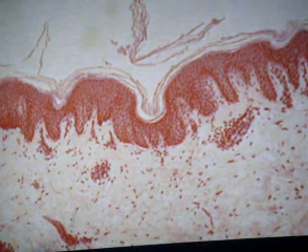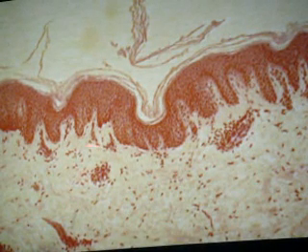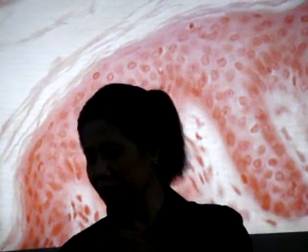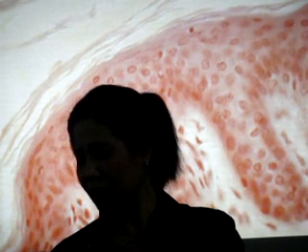Kasi remember, what is the major difference between yung thick at saka thin skin? Di ba wala kang sebaceous glands pagka sa thick skin? Kaya ito, wala akong makita, hindi ko alam kung thin or thick skin ito. Kasi I don't know if there are sebaceous glands present in the dermis. Okay? So, basta skin. Okay? So, higher magnification of your stratified squamous epithelium, dry type, or keratinizing. Yan.